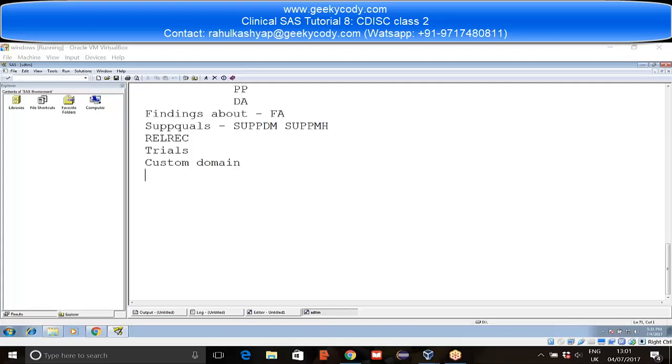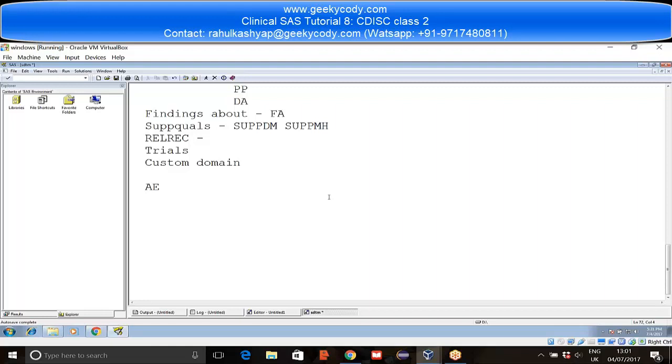Yesterday we have seen till subqual domain, and today let's see about rel-rec. Rel-rec is nothing but a relation records. Simply we'll say that as a rel-rec. What is this rel-rec? Relation records. See, here relation record is nothing but suppose if you take AE domain, that means adverse event page.